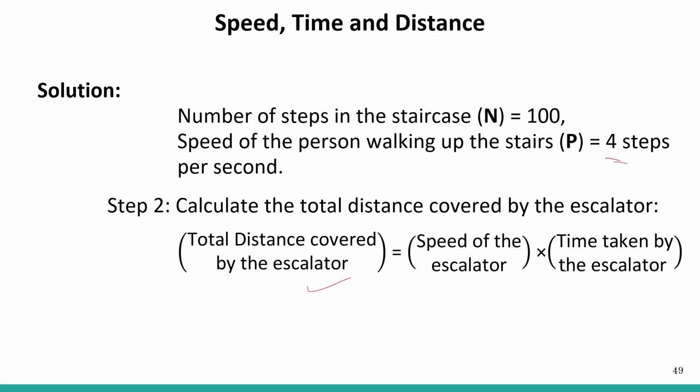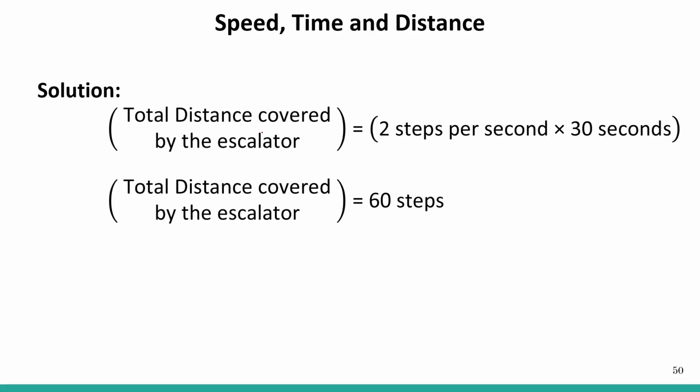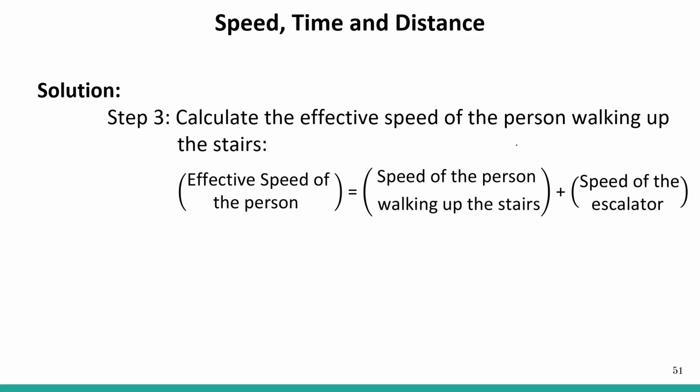Speed of the escalator into time taken by the escalator, because speed is equal to distance by time, right? So this formula is used here. So distance covered by the escalator is equal to 2 steps per second into 30 is equal to 60 steps. So calculate the effective speed of the person walking up the stairs.